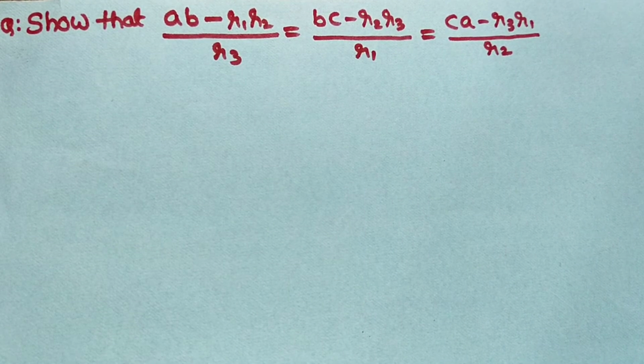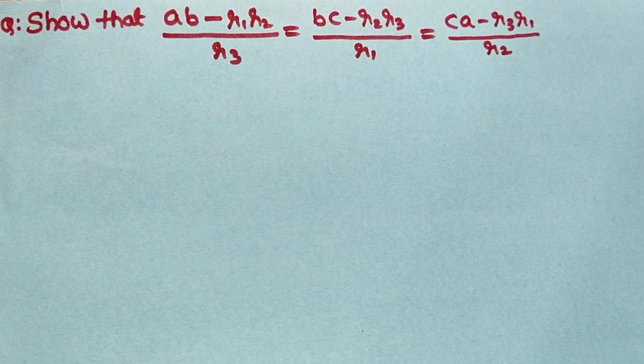Another important question. Show that (AB minus R1 R2)/R3 equal to (BC minus R2 R3)/R1, equal to (CA minus R3 R1)/R2. So here this is a very lengthy question. First we will prove that (AB minus R1 R2)/R3 is some value. Then similarly we can say the remaining also.